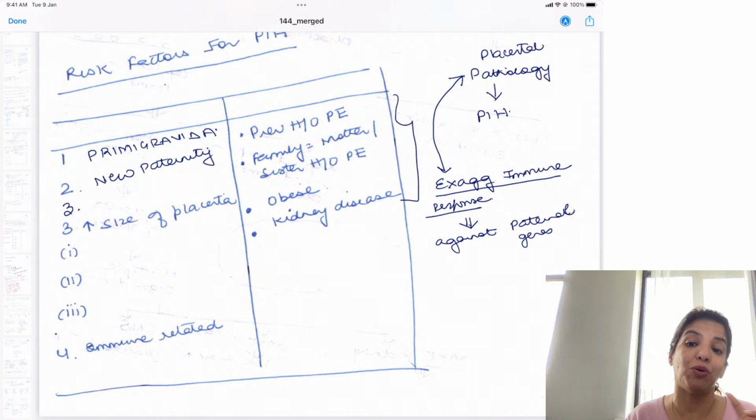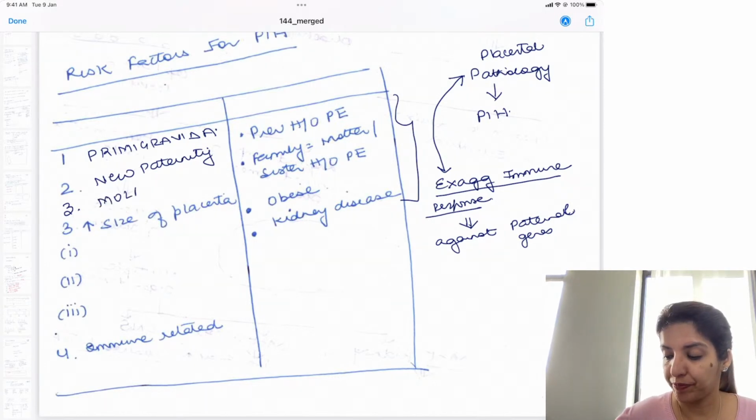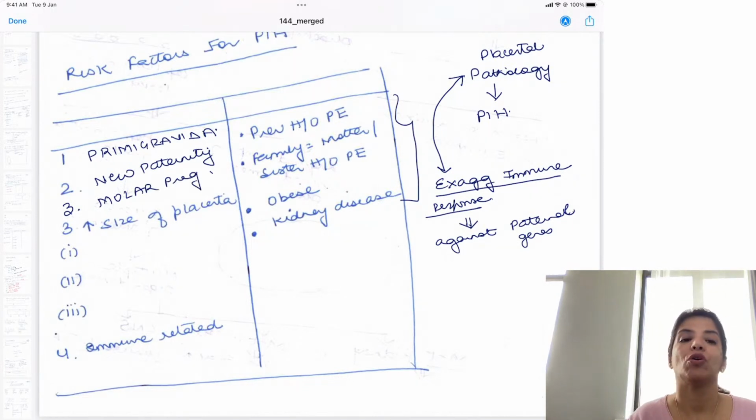Tell me what condition is that? In which condition do you get more paternal genes? Molar pregnancy. Molar pregnancy. So primigravida, new paternity, molar pregnancy.